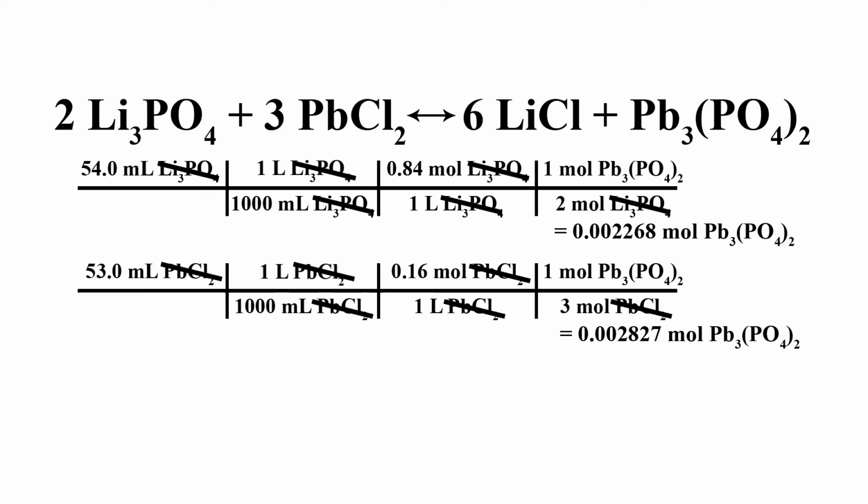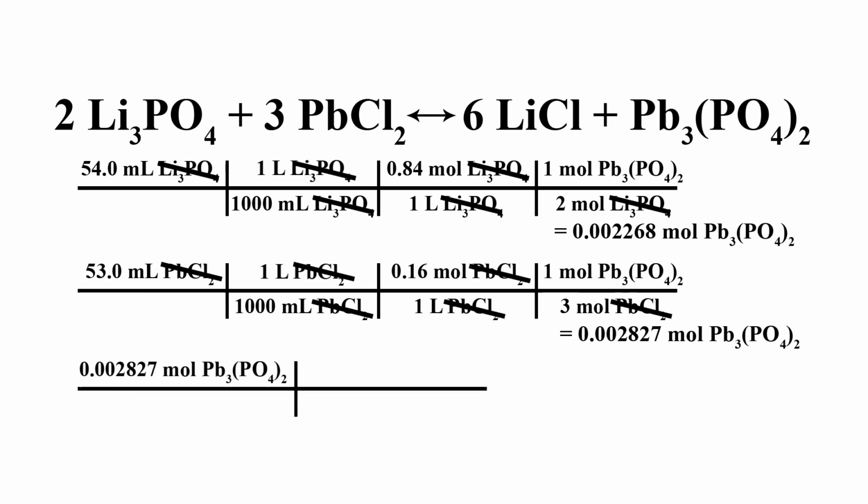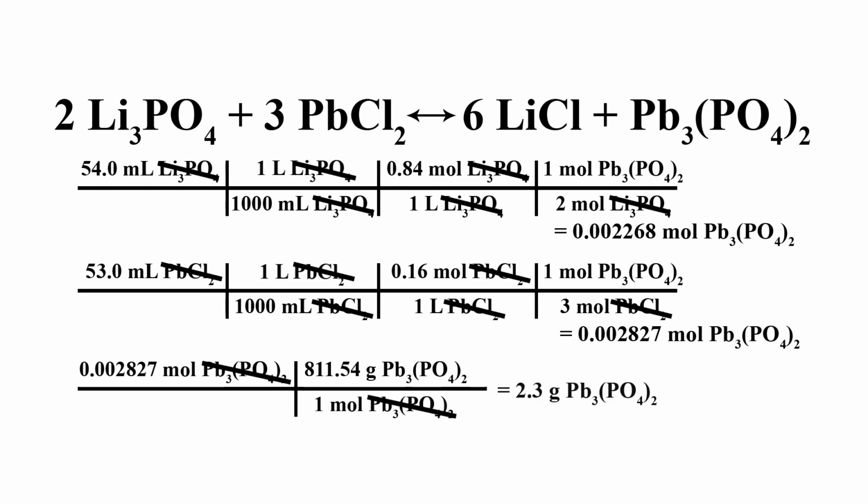As you may have noticed, lead-2 chloride is our limiting reactant, producing only 0.002827 moles of lead-2 phosphate. Now we can use the molar mass of lead-2 phosphate, which is 779.54 grams of lead-2 phosphate over 1 mole of lead-2 phosphate, to obtain 2.2 grams of lead-2 phosphate.